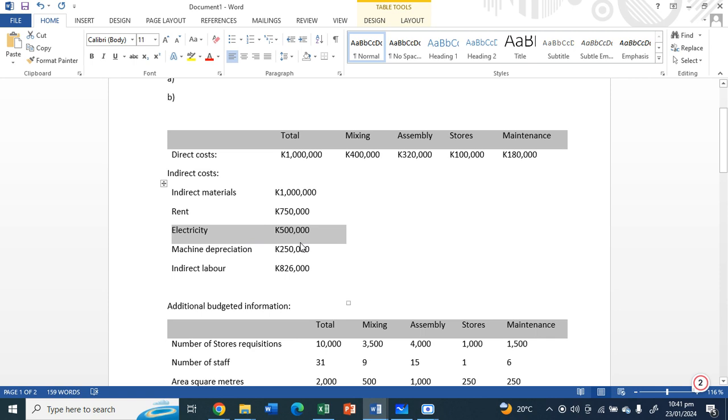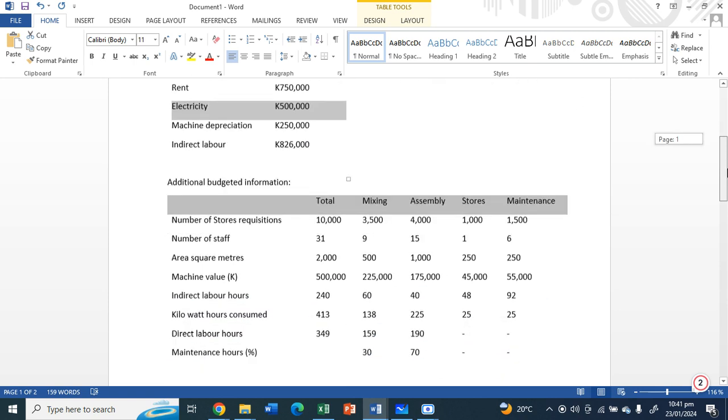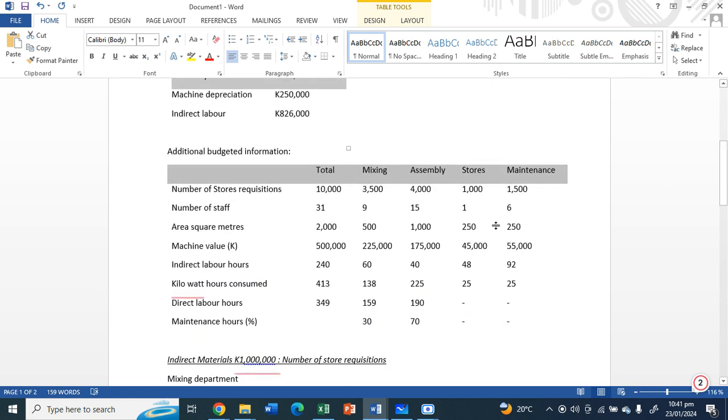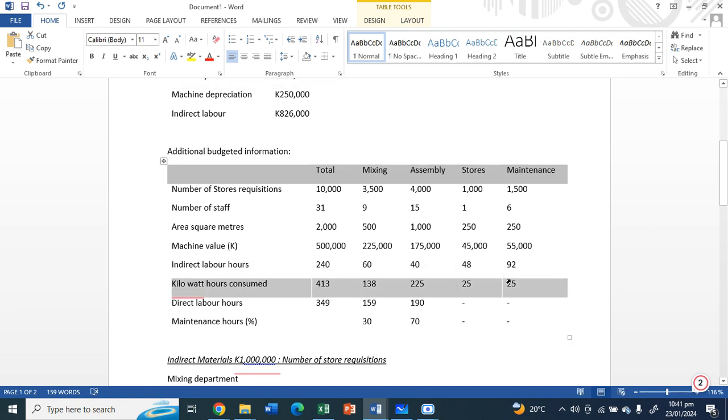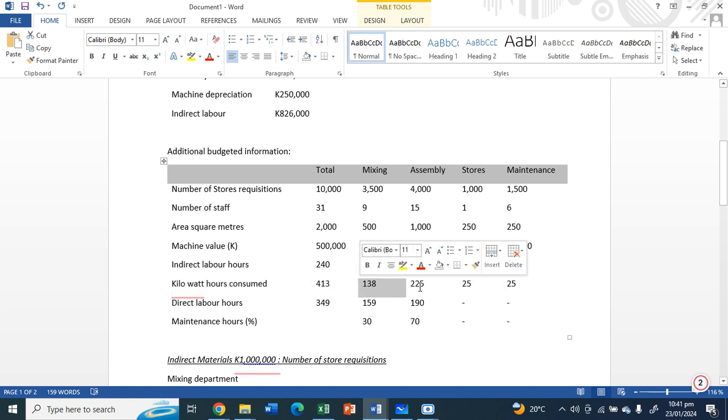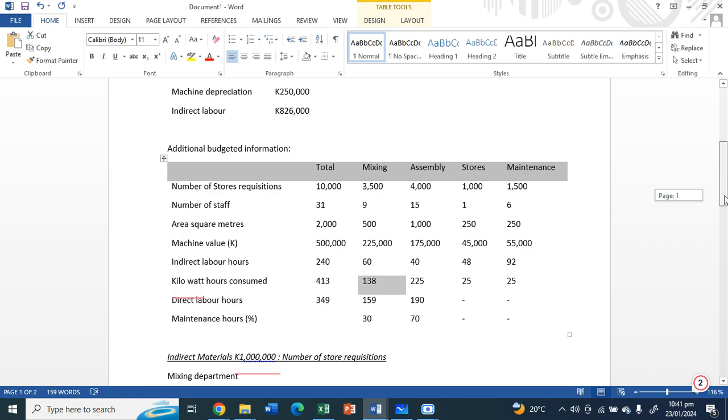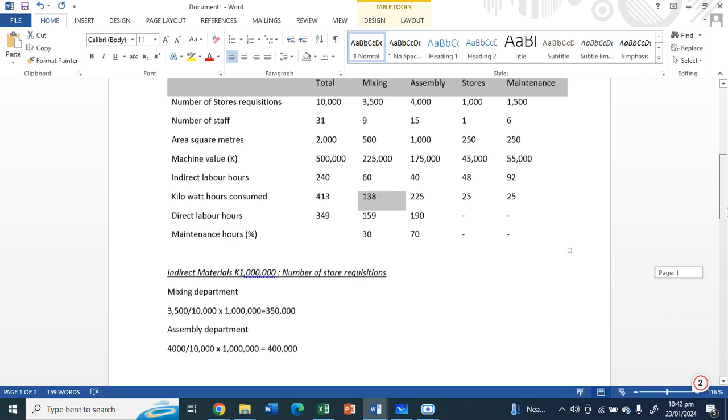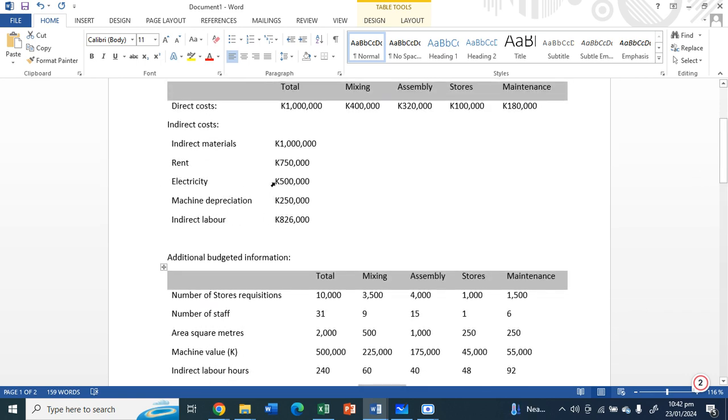Next is electricity 500,000. So we see what we can apportion our electricity with. All right, here we've got kilowatt hours consumed. That's the most logical one. So as you can see, the total is 413, so it's going to be the denominator. And then each of these are going to be a fraction of 413. So we're going to start with electricity, it's 500,000.